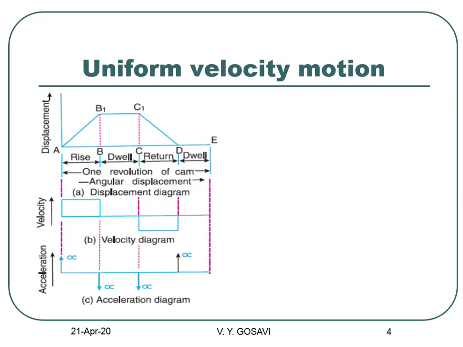In the acceleration diagram, we can see that the acceleration or retardation of the follower at the beginning and at the end of each stroke is infinite. This is due to the fact that the follower is required to start from rest and has to gain a velocity within no time.